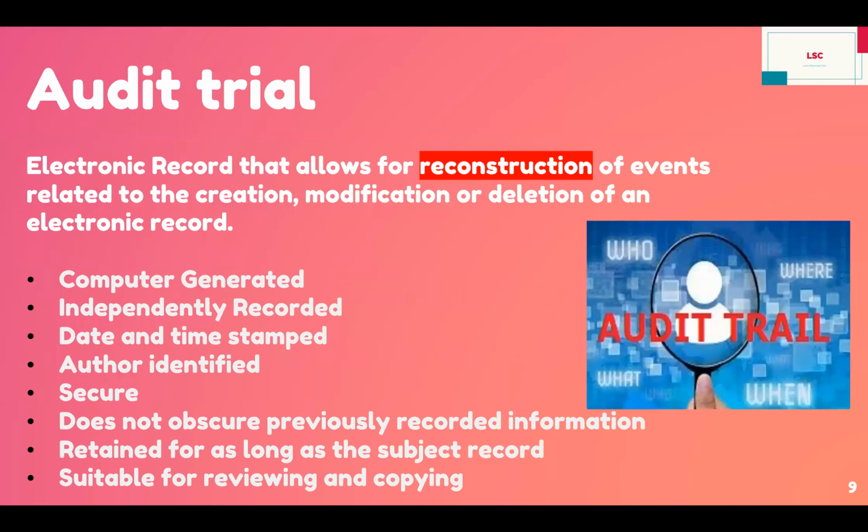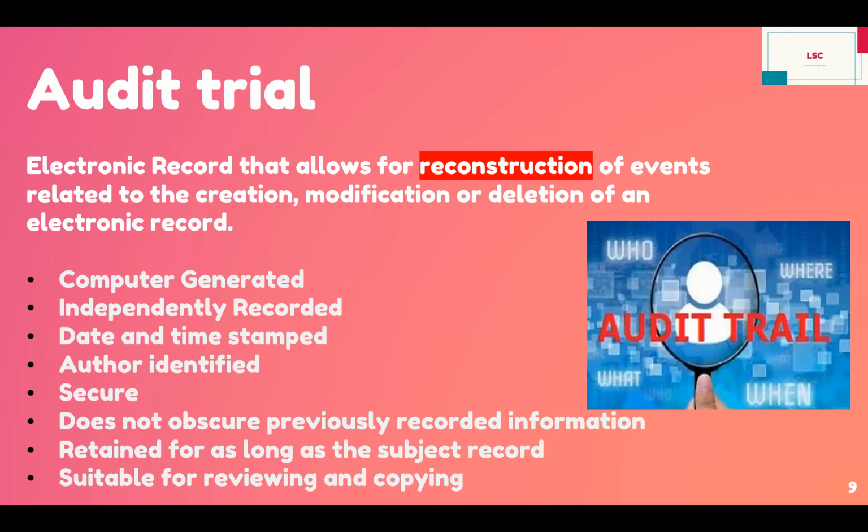Okay. So audit trail. Because we are discussing electronic data integrity, we should remember that the audit trail should be as per the regulatory expectation. So we should check the audit trail, we should review the audit trail, but we should know what we have to see, what we have to verify. So an electronic record that allows for reconstruction of events related to creation, modification, deletion, whatever is available in the electronic record. So this record is known as your audit trail.